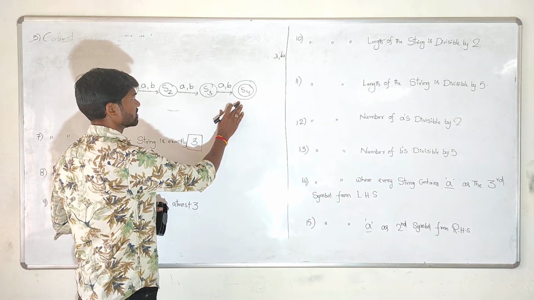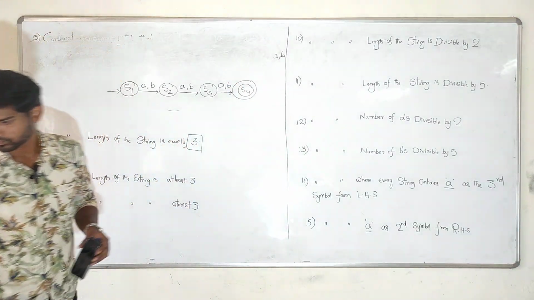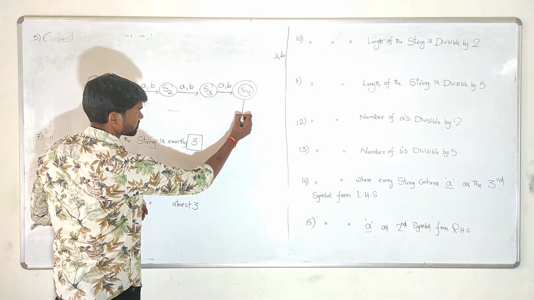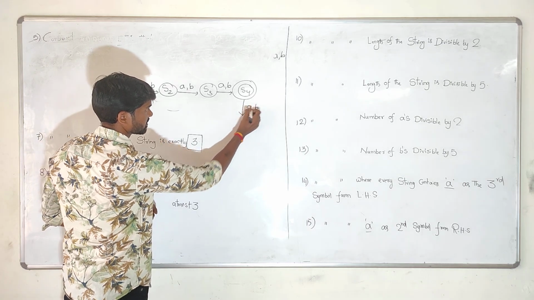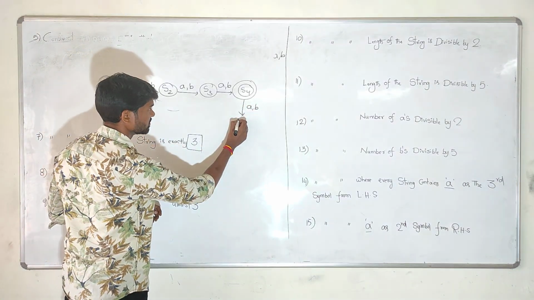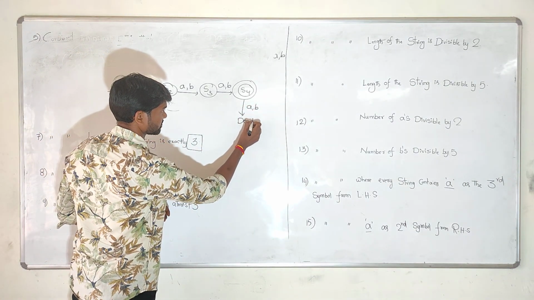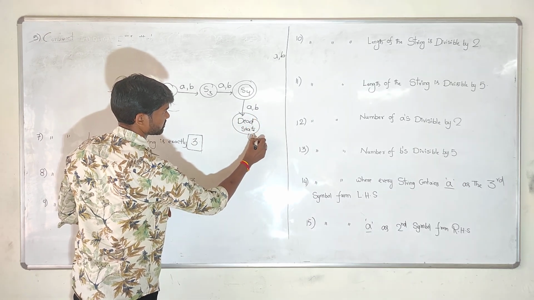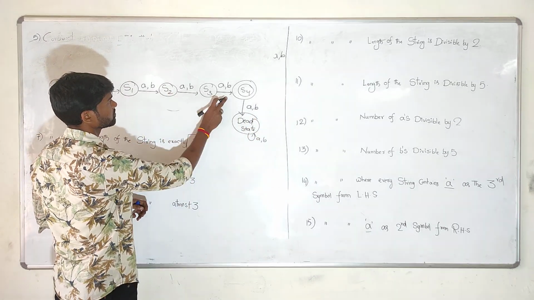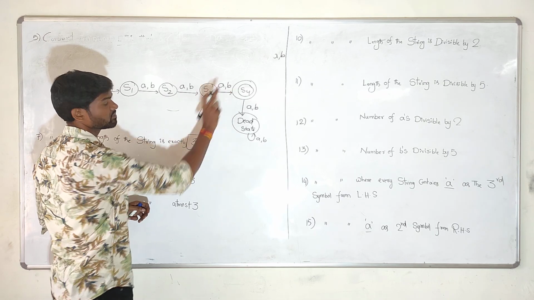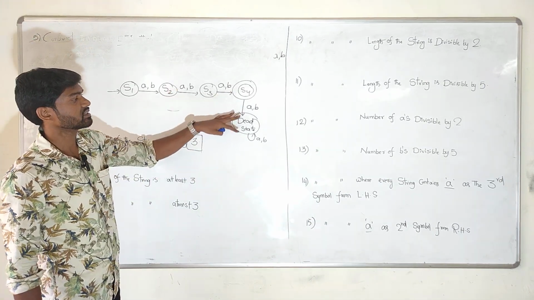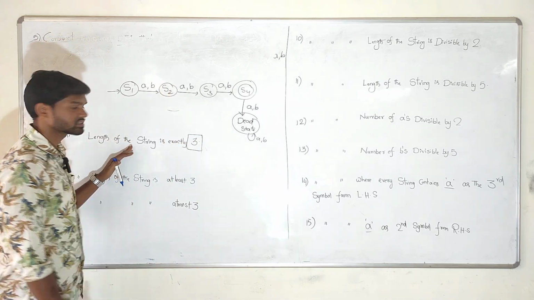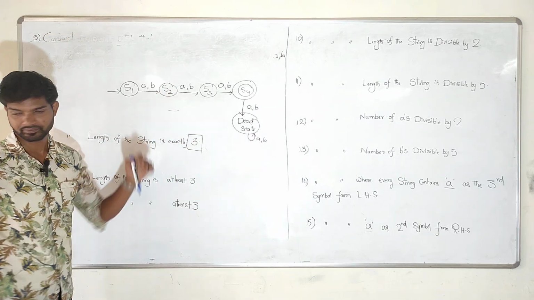After that, if a single A comma B comes, it always goes to the dead state. It should contain exactly 3 only. Only an exact length-3 string will be accepted. Other than length 3, it always goes to the dead state. So this is regarding the 7th question, exactly 3 length string.